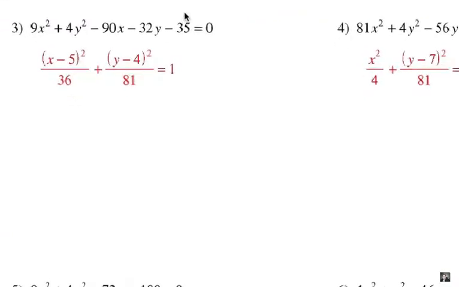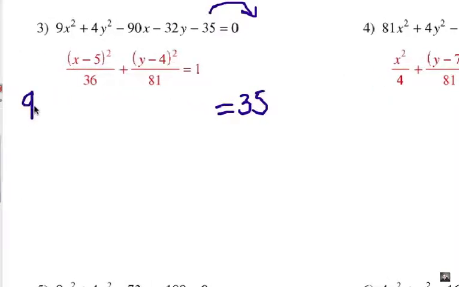So the first thing we have to do is move that constant to the other side. So we're going to add 35 to each side, and we will have that. And then, of course, we want to group the x terms together and the y terms together. So 9x squared minus 90x, and then we'll have 4y squared minus 32y.